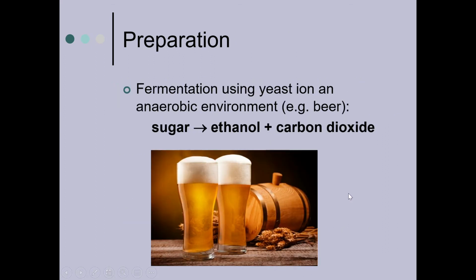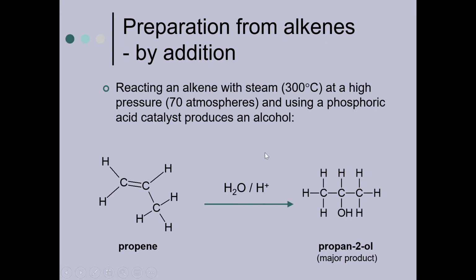So how do you make an alcohol? Well, the most common alcohol is ethanol. It's got 2 carbons in it. It's often made by fermentation, where yeast convert the sugars in a non-oxygen containing environment into ethanol and carbon dioxide. You can also prepare them in the lab or in industry.